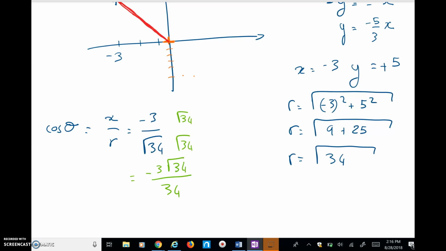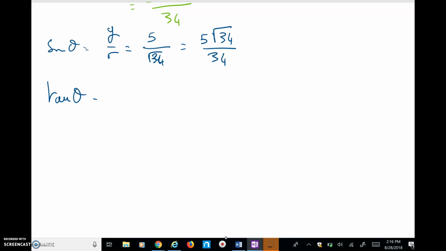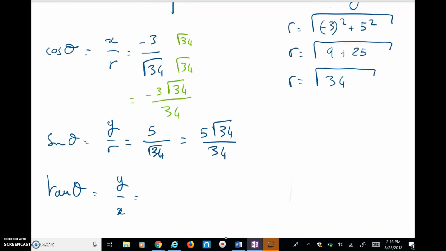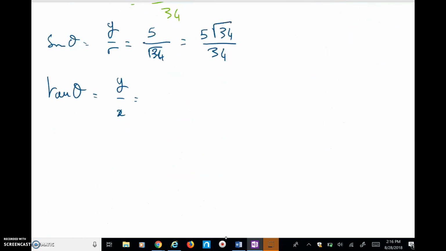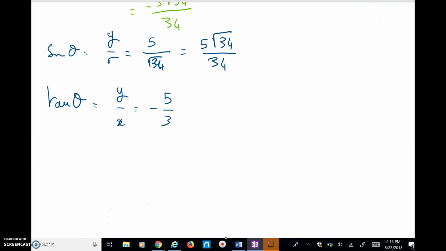Again, I do the same thing for my sine. The sine of my angle is equal to y divided by r, which is 5 divided by the square root of 34, and therefore it's going to be 5 square root of 34 divided by 34. Tangent is y divided by x, so it's going to be 5 divided by negative 3, negative 5 over 3. Cotangent, negative 3 over 5. We good? So the r equals that square root.